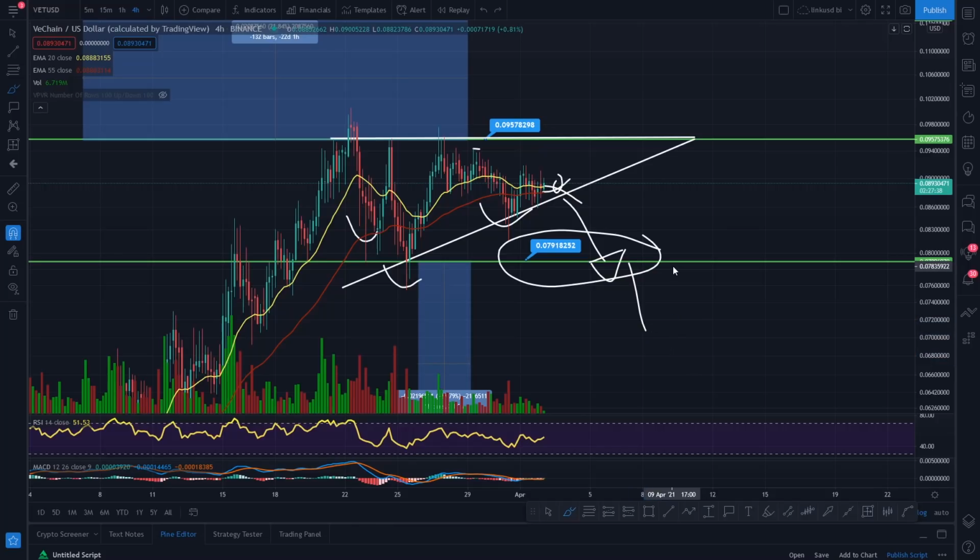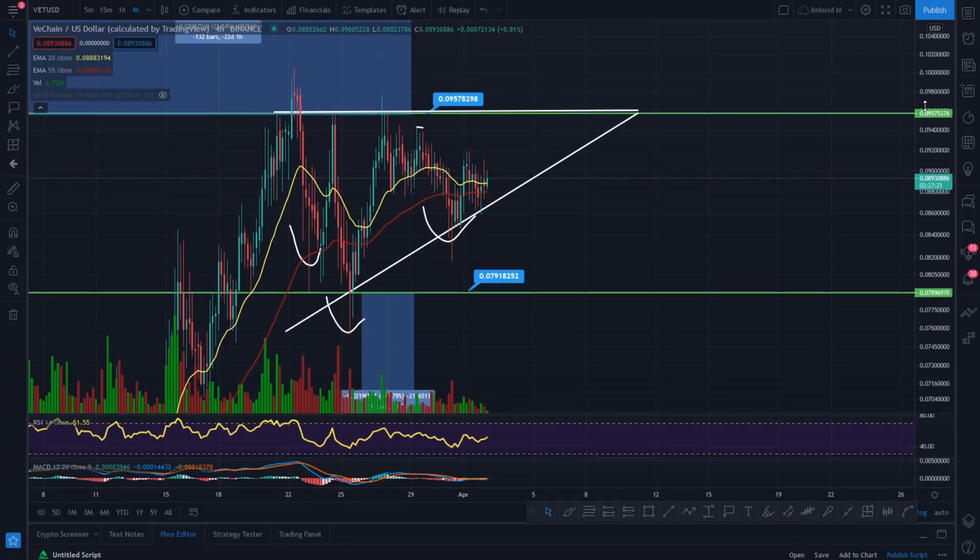So far so good. The pattern that's in play is valid until invalidated. Anyway, yeah, that's Vechain.